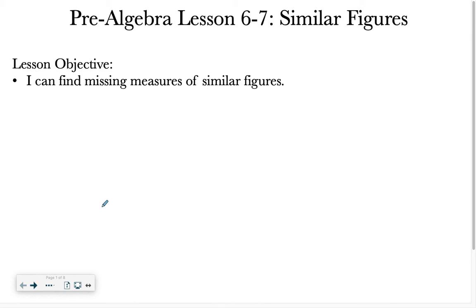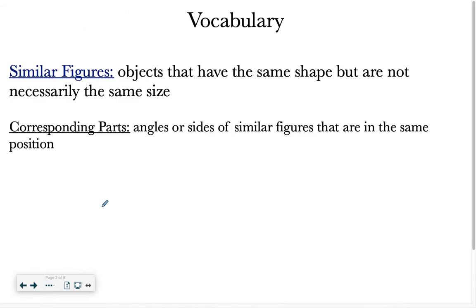Hello class, welcome to Pre-Algebra Lesson 6-7, which is all about similar figures. By the end of this lesson, you should be able to find missing measures of similar figures. So let's look at a little bit of vocab.